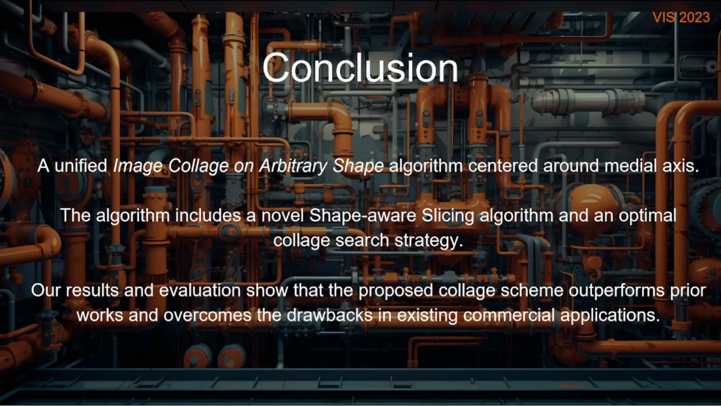In conclusion, we proposed a unified image collage on arbitrary shape algorithm centered around the medial axis. Three main challenges are addressed with our slicing algorithm and optimal tree search strategy. We showcase our method with many examples and verify that our method is better than the existing ones.